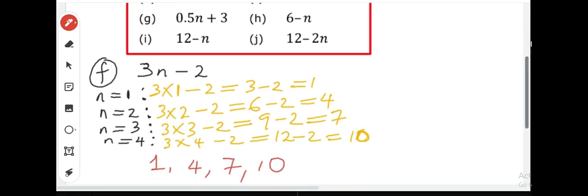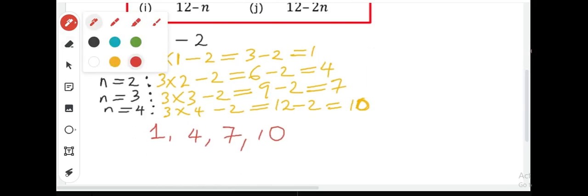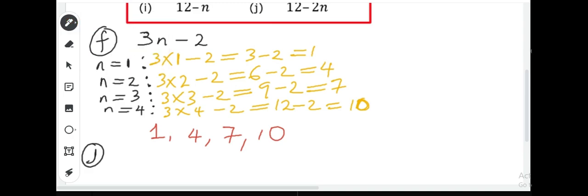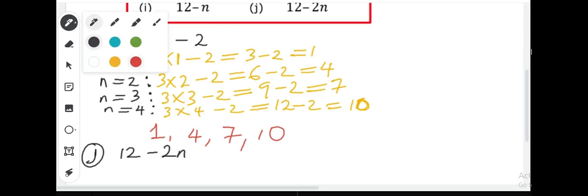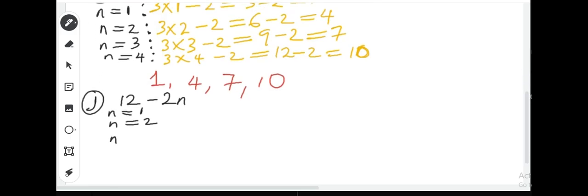Let's look at J, for instance. J says 12 minus 2n. So we also substitute: when n is equal to 1, n equal to 2, n equal to 3, and n equal to 4. So we just work out to get the terms.